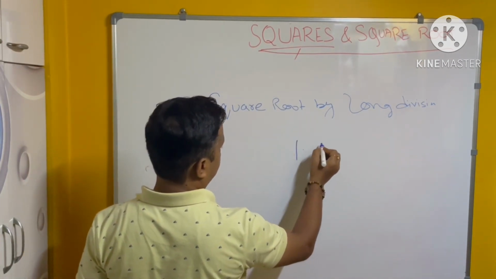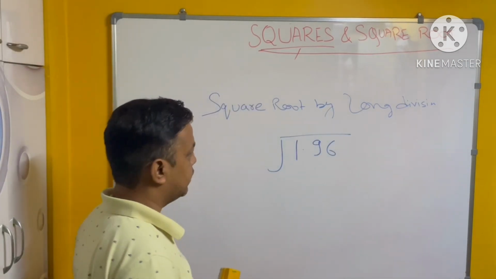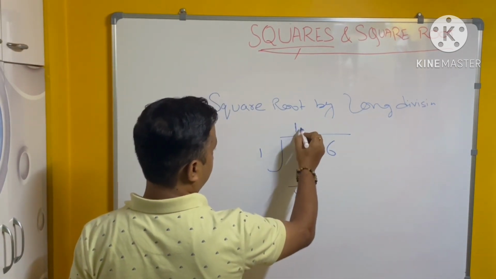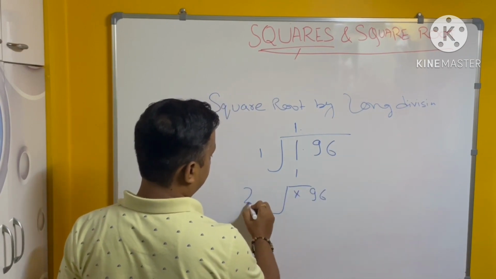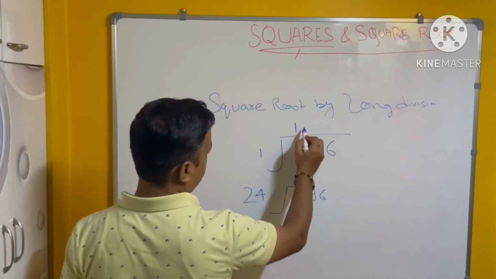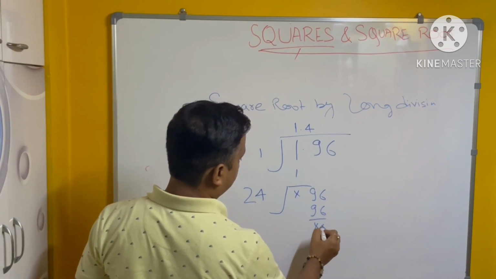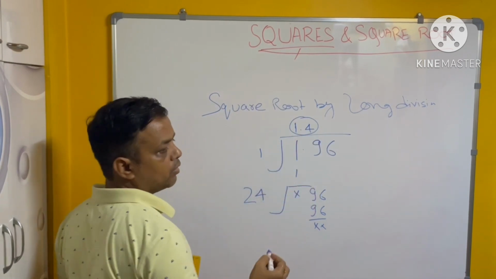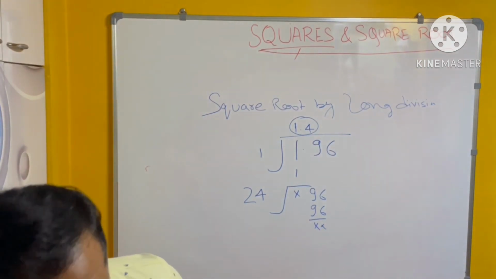Suppose I take the example 1.96, right? So here 1, then the point, and the whole 96 will come here, here 2, right? So 4 and 4, right? So 96 will come here. What is the square root? 1.4. So this is the way for decimal numbers.